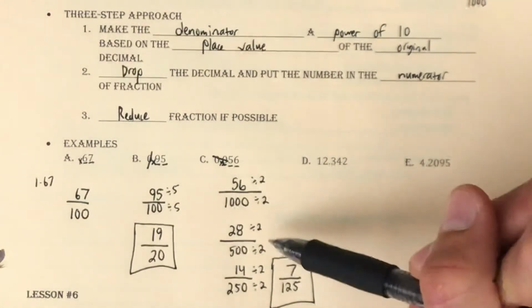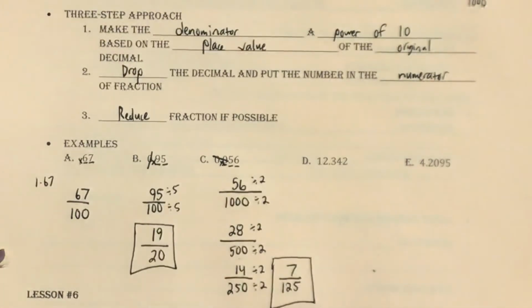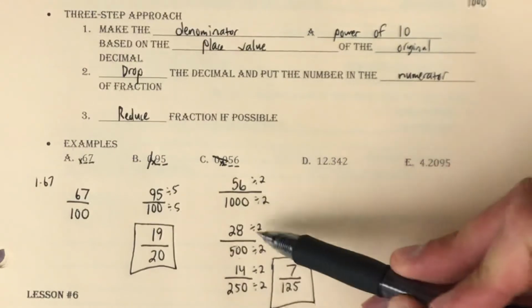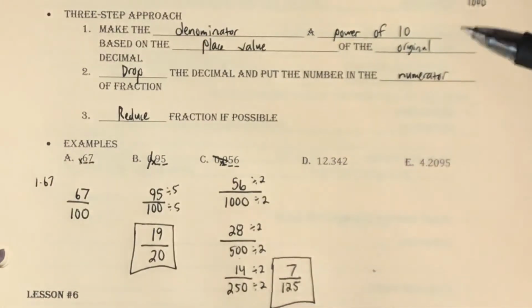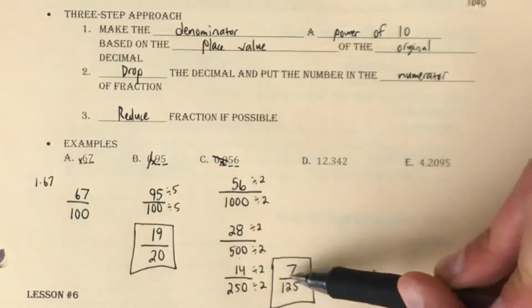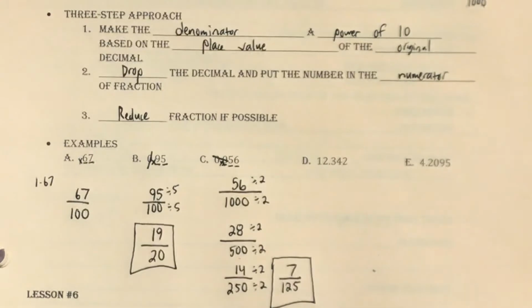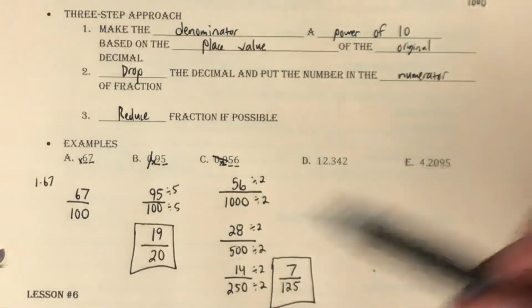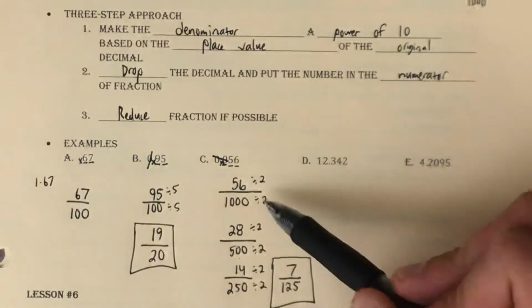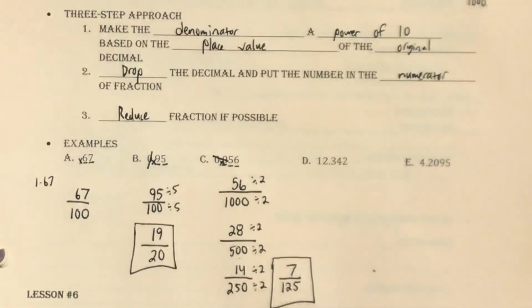So anytime you've had to reduce a bunch, again, that just means that there was a bigger number out there that we could have divided by to begin with. Now, if I wanted to figure out what that was, I just simply multiply the numbers times each other. So 2 times 2 was 4, times 2 is 8. So if I had divided by 8 at the beginning, that would have gotten me down to 7 over 125 right from the beginning. But I didn't know that 8 was a factor of both of those. I knew it was a factor of 56, but I didn't know it was a factor of 1,000. So it's okay. I just kept dividing by 2 until I got there, and that's completely fine.